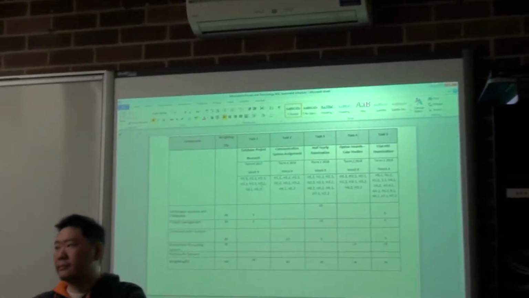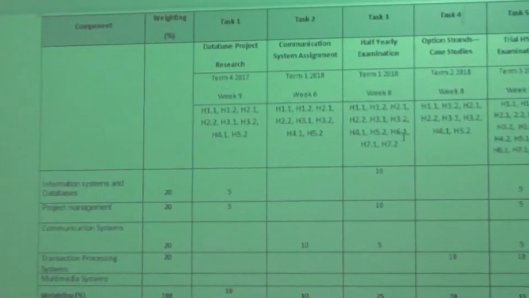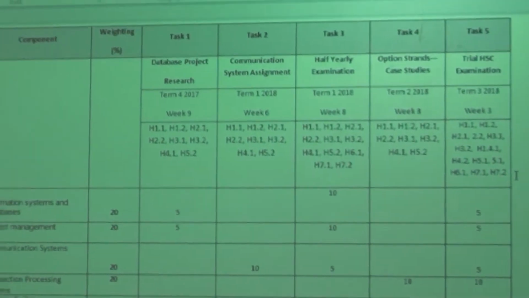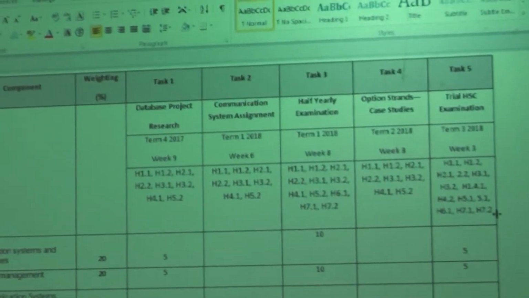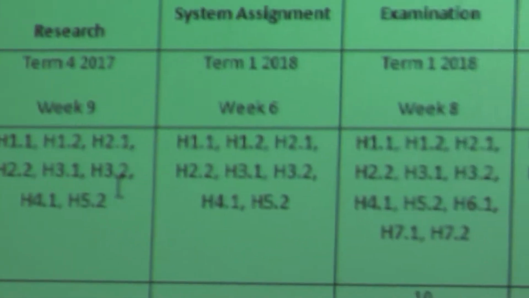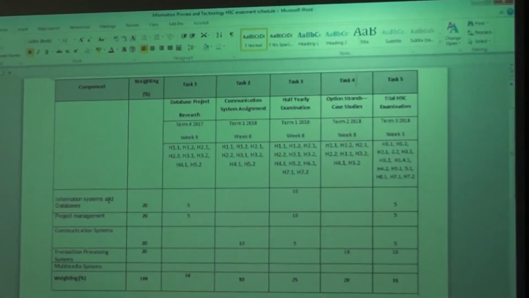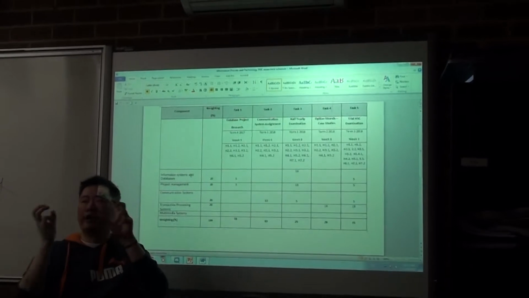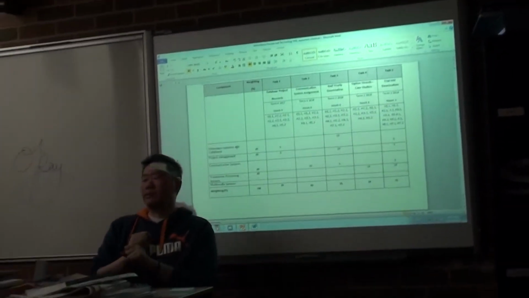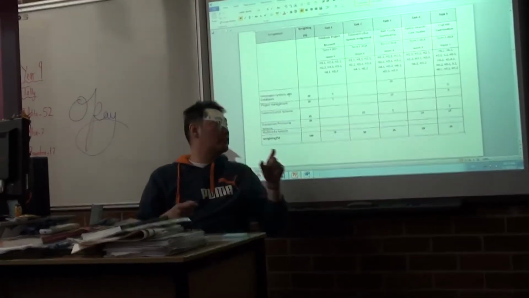So I was asked to do this so that the formatting is correct right now. Oh, look at that, progress from last time. You see that it keeps repeating itself. The reason is that each of these, 1.1, 1.2, 2.1 and 2.2, is very specific, but you're applying it into information systems and databases. You're applying it again to project management, and then again to communication systems, TPS, and multimedia systems. That's why it keeps repeating itself.